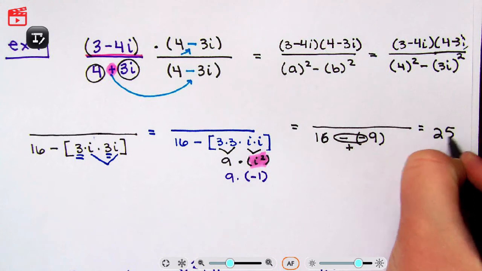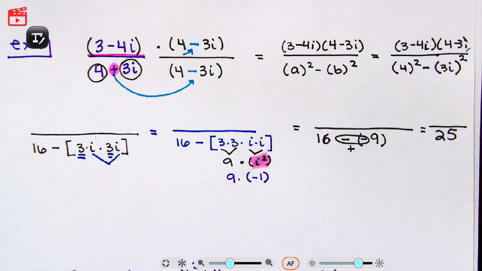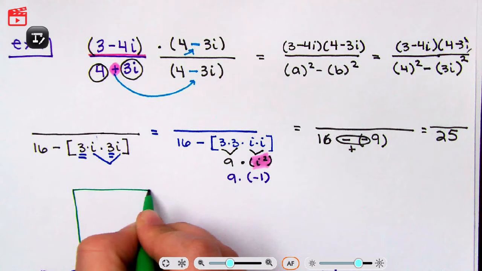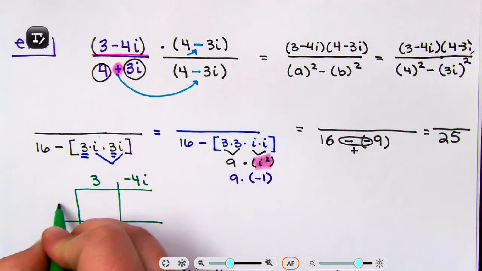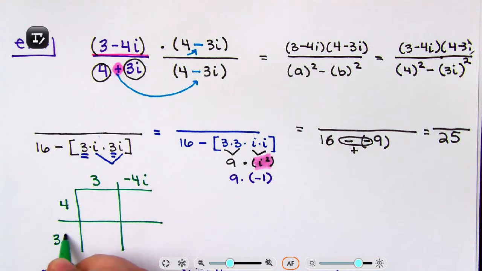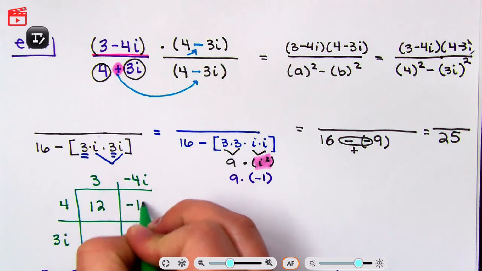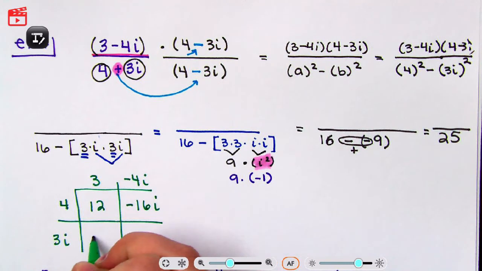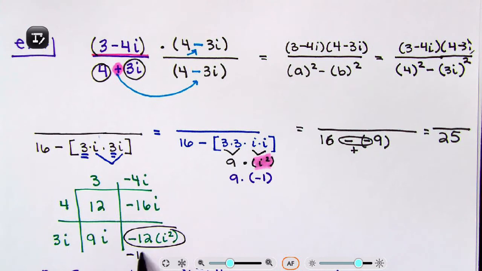Now for the numerator, let's back up here. For the numerator, you're going to have to use the box method. You can use it down here. And you're going to have 3 minus 4i times 4 minus 3i. 4 times 3 is 12. Negative 4 times 4, that's negative 16i. 3 times 3 is 9i. Negative 4 times 3, that's negative 12. i times i is i squared. So that means here in this bottom, you have negative 12 times negative 1, which is a positive 12.